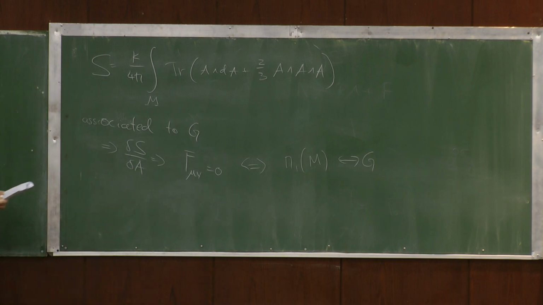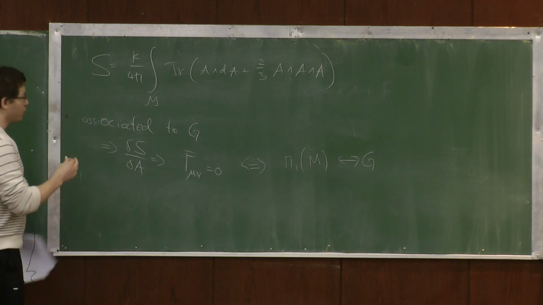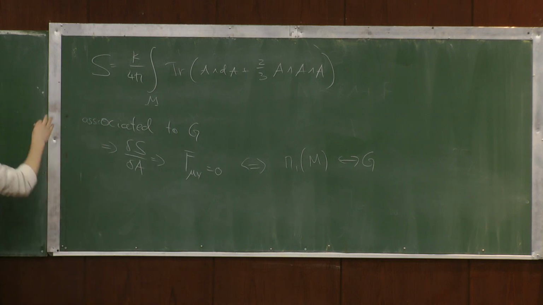So what Witten did in his seminal paper is that he computed the partition function of the Chern-Simons theory on the 3-sphere.